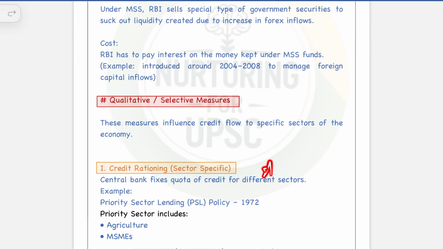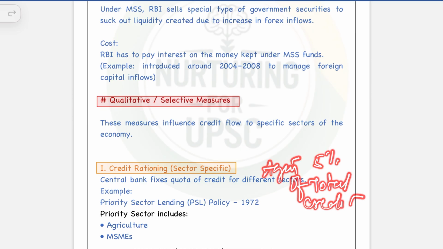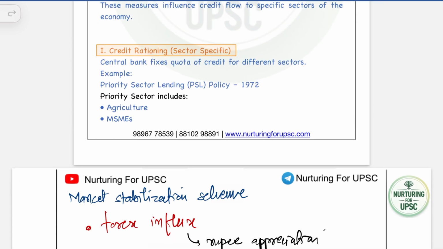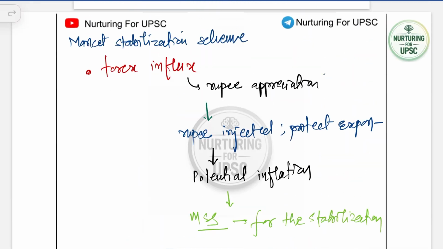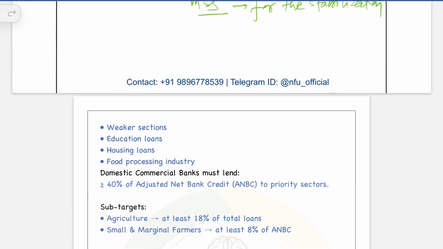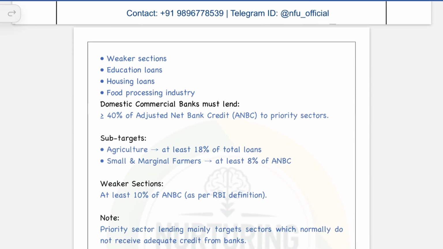So they mean that, like, agriculture को 5% of total क्रेडिट एक्सपोजर आपको देना ही पड़ेगा, एमएसएमईज को आपको 7% देना ही पड़ेगा। अभी जैसे प्रायोरिटी सेक्टर लेंडिंग पॉलिसी है कि जिसमें certain sectors like agriculture, एमएसएमईज, वीकर सेक्शंस, एजुकेशन, हाउसिंग, फूड प्रोसेसिंग को डोमेस्टिक कमर्शियल बैंक्स must lend 40% of their adjusted net bank credit। अब ये जितना भी क्रेडिट वो दे रहे हैं उसके 40% आपको इन सेक्टर्स को देना ही पड़ेगा। Similarly, there are sub-targets also, कि एग्रीकल्चर को आपको 18% of the total देना पड़ेगा, फिर उसी में भी स्मॉल एंड मार्जिनल फार्मर्स को आपको 8% देना पड़ेगा। Also, priority sector lending targets mainly target sectors which normally do not receive adequate credit from the bank.